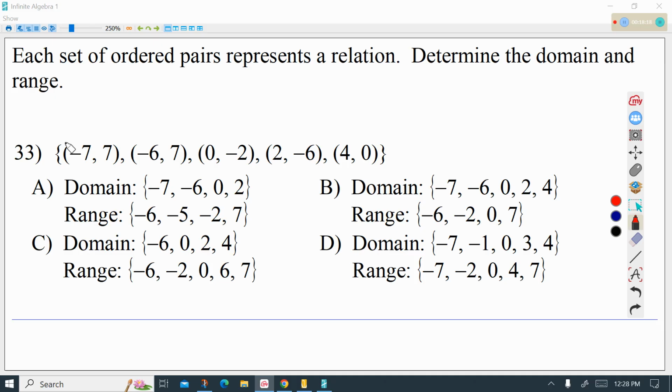All right, here's the thing we want to know. Everything that I've underlined in blue is the x coordinate, right? So those are our domain values. So all we got to do is make sure that those go into the domain. Okay, so which one has -7, -6, 0, 2, and 4 for our domain? That would appear that only B has that possibility, right? So we already know that we found our answer, but we still will check the other ones, right?